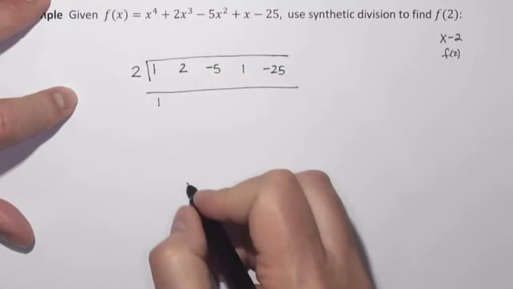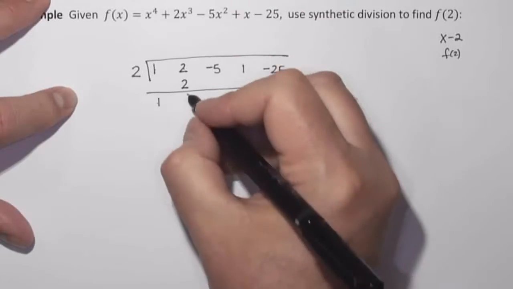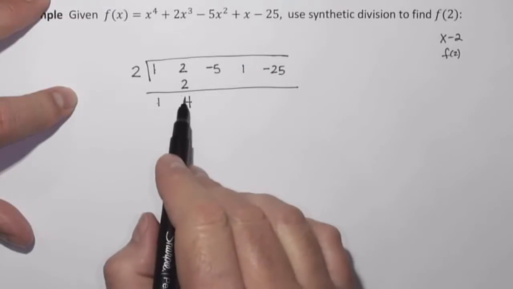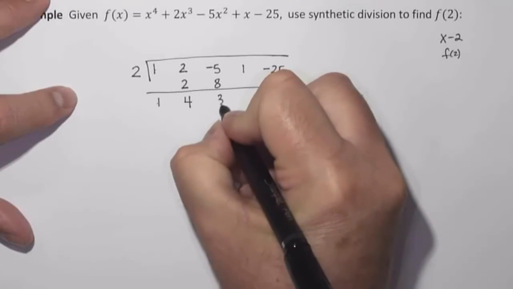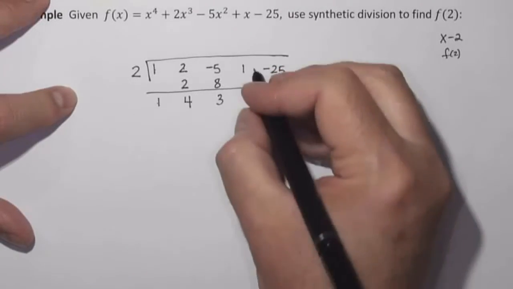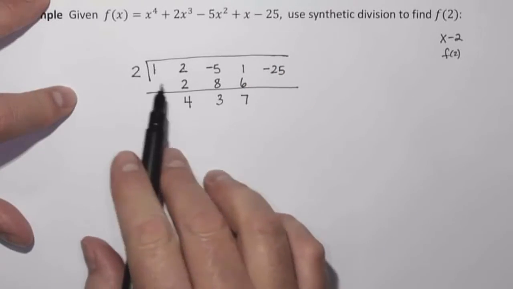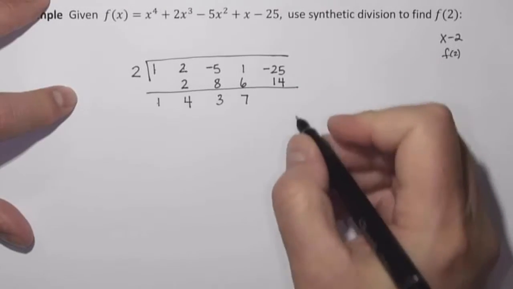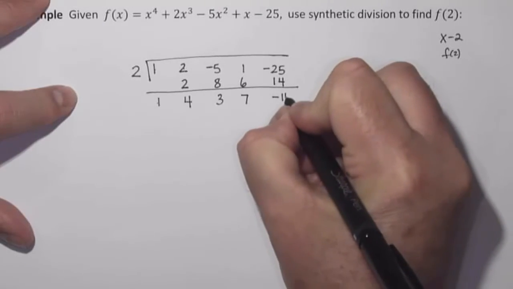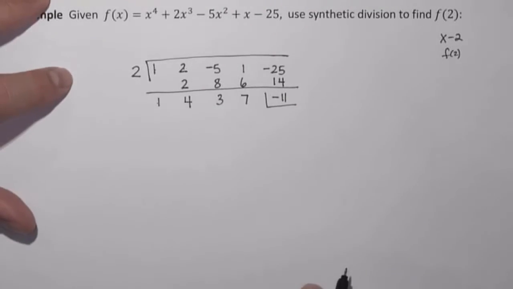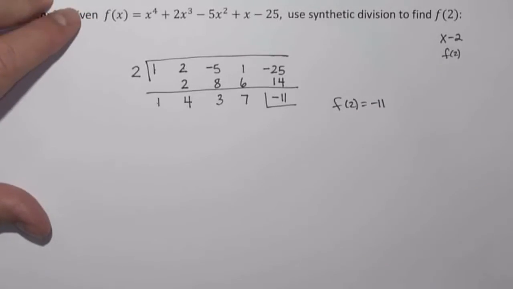I'm going to drop down the 1. 2 times 1 is 2. That goes here. 2 plus 2 is 4. 2 times 4 is 8. That goes here. Negative 5 plus 8 is 3. 2 times 3 is 6. 1 plus 6 is 7. And 2 times 7 is 14. And negative 25 plus 14 is negative 11. So according to the remainder theorem, f of 2 should equal negative 11.